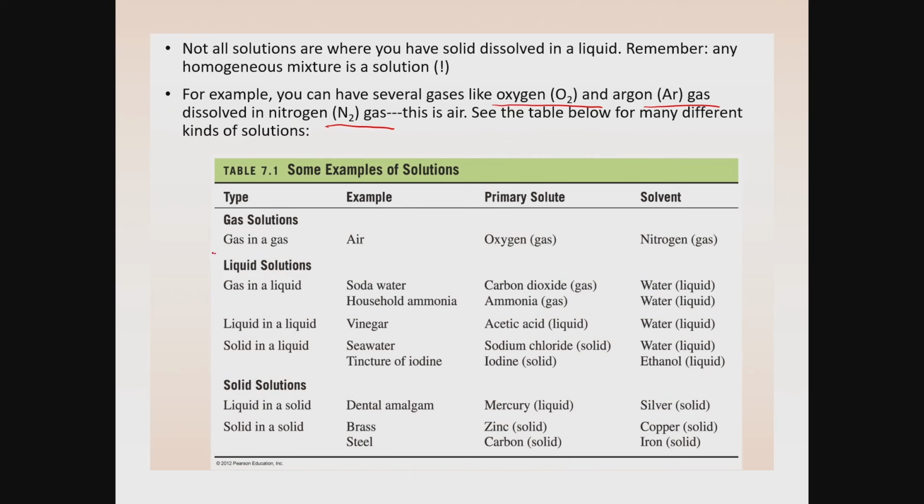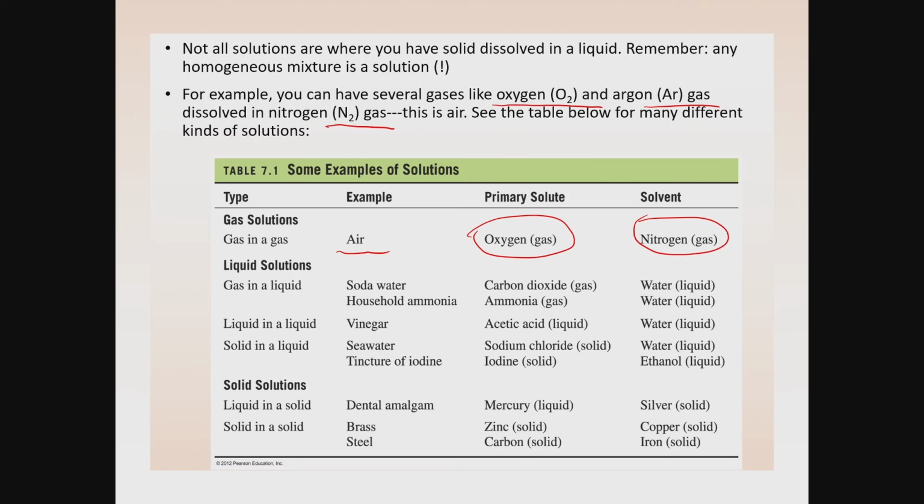So here is a solution, which is air, and the solvent in air is nitrogen. The reason is because we have a lot more nitrogen molecules than any other pure substance in the air. One of the solutes, maybe the primary one, is going to be oxygen gas, but as I just told you, there are other solutes that are dissolved in nitrogen, for example, argon and carbon dioxide and water vapor and things like that.